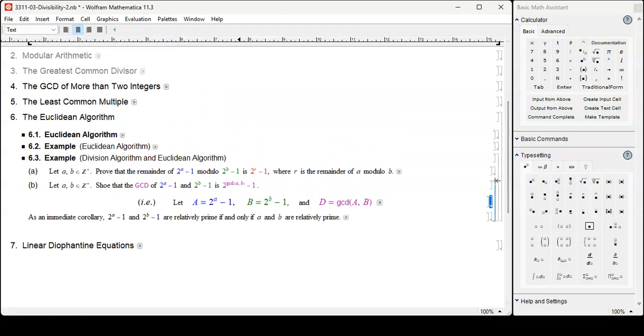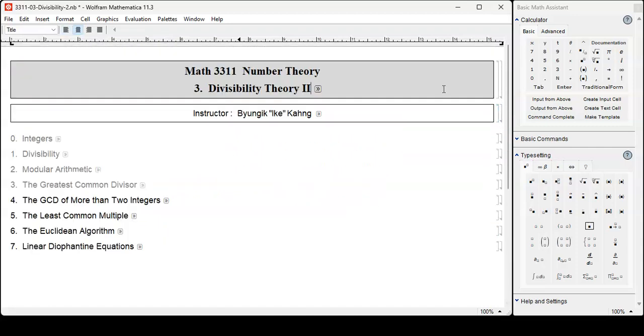This thing has a lot to do with prime number theory, but that's getting a bit too advanced. So let's stop here.